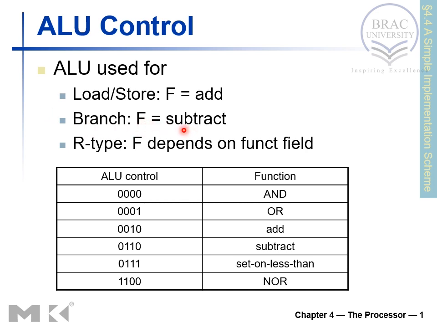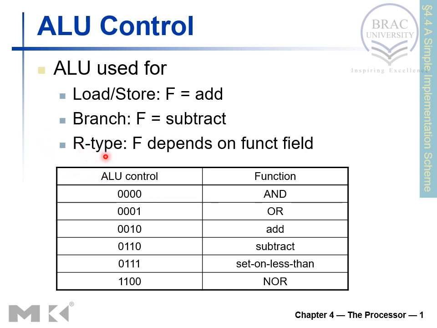How? Branching is decided based on the output of the ALU, so subtraction is performed here. For example, if the values of the two registers are subtracted, the result could be 0 or anything other than 0. When the value is 0, the branch equal condition can be satisfied, and when the value is not equal to 0, the branch not equal condition can be satisfied.